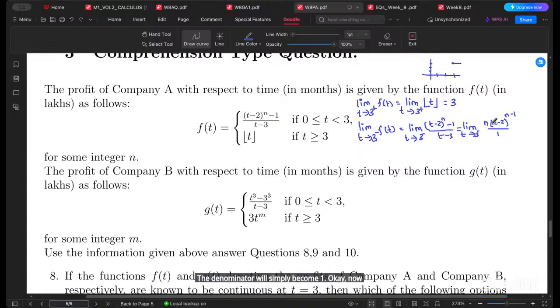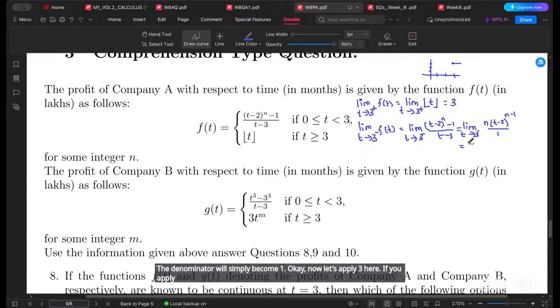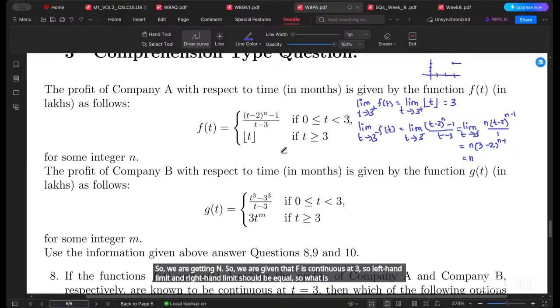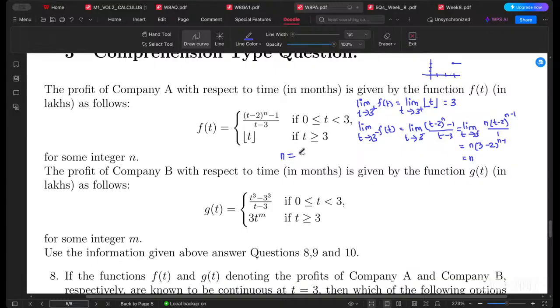Now let's apply 3 here. If you apply 3, what will you get? Again (3 minus 2) to the power n minus 1. What is this? Simply n, because 3 minus 2 is 1, and 1 raised to the power of anything is simply 1. So we are getting n. We are given that f is continuous at 3, so the left hand limit and right hand limit should be equal. So what is the value of n? 3.